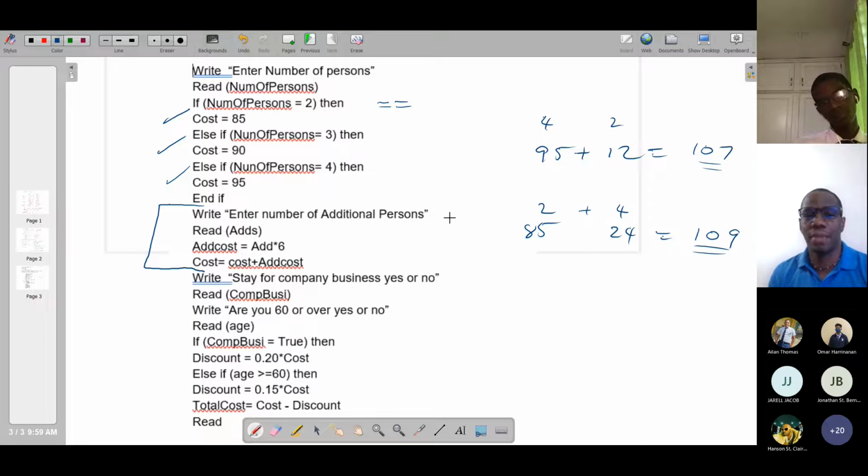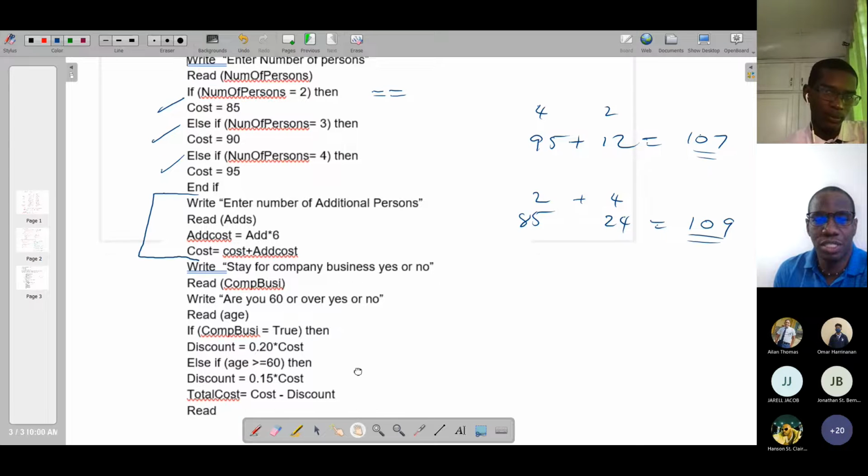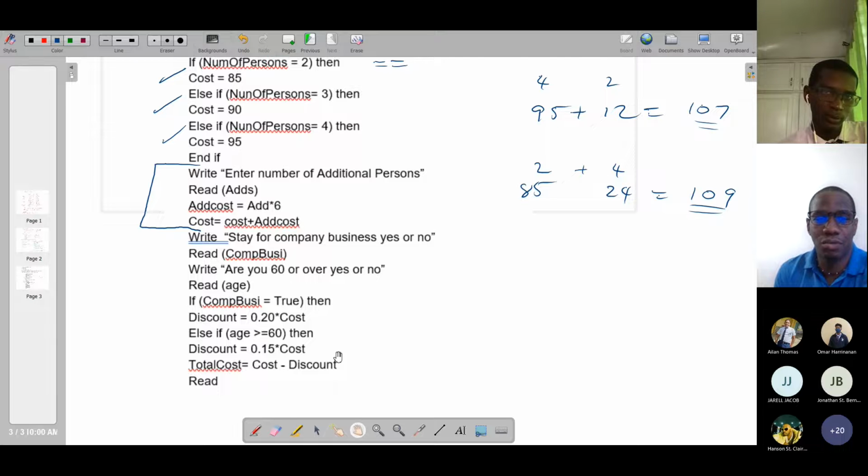Okay? So we're saying write state for company business, yes or no? And I use over 60, yes or no? So we say if company business is equal to true, then we add the 20% discount. Okay, we apply the 20% discount. I like that. Otherwise, if the age is greater than or equal to 60, then we add the 15% discount. That's fine. Right? Total cost is equal to cost minus discount.